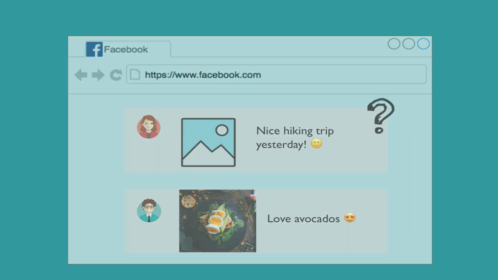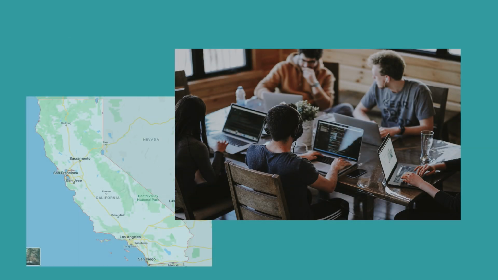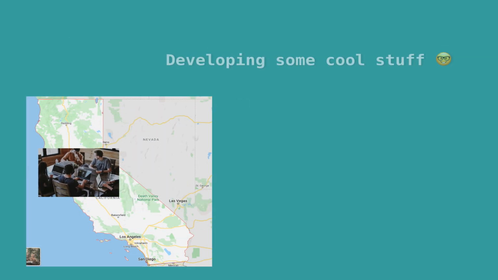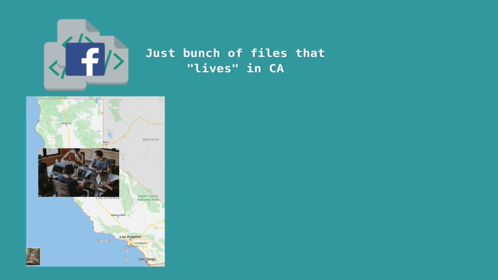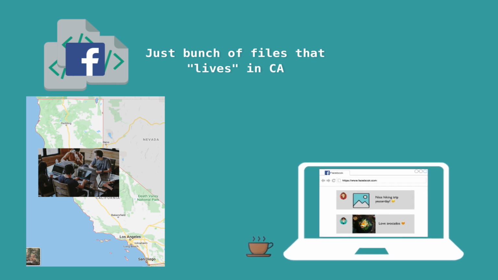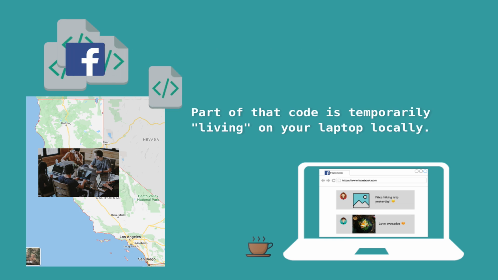So Facebook is an application that some developers sitting mostly in California are developing. And these guys and gals are writing a bunch of code, and all the code that makes up Facebook lives in California. So what happens when you open Facebook on your laptop is that part of that code that lives in California travels all the way to your laptop, to your location, and ends up temporarily living on your laptop.